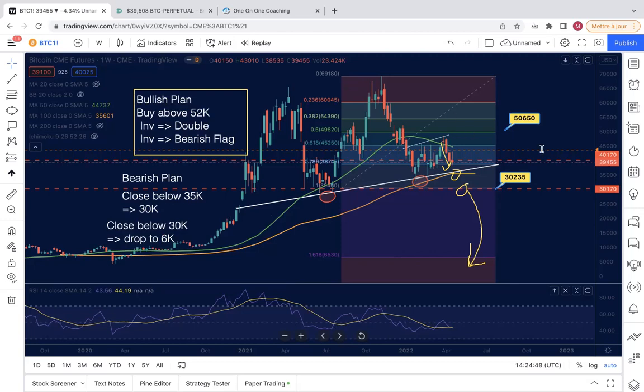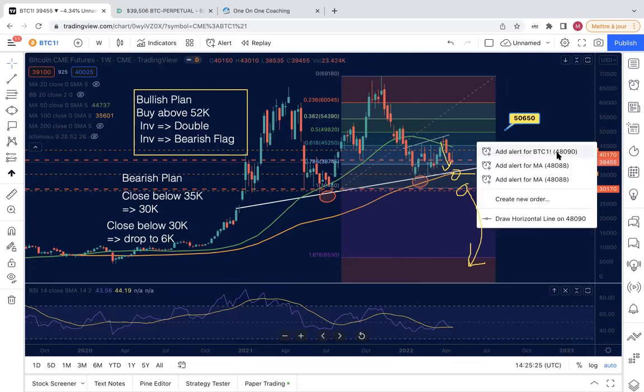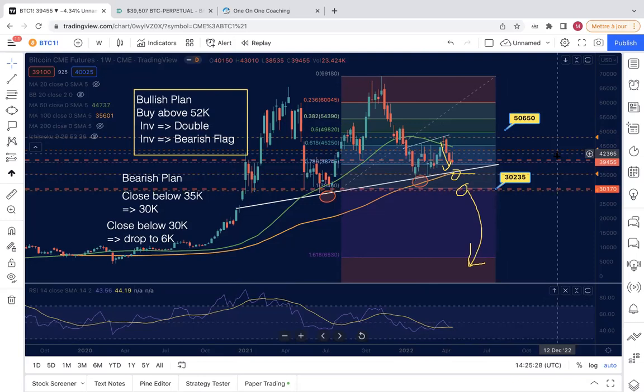Okay, here you will see, guys, I will even add an alert. This is the way I work. I will add an alert just below 30K, for example. Then add an alert just below 35 or near 35 to tell me that we are testing an interesting level. So have one alert, two alerts, and another alert near 50,000, for example 48,000, just to tell me that there is something happening.